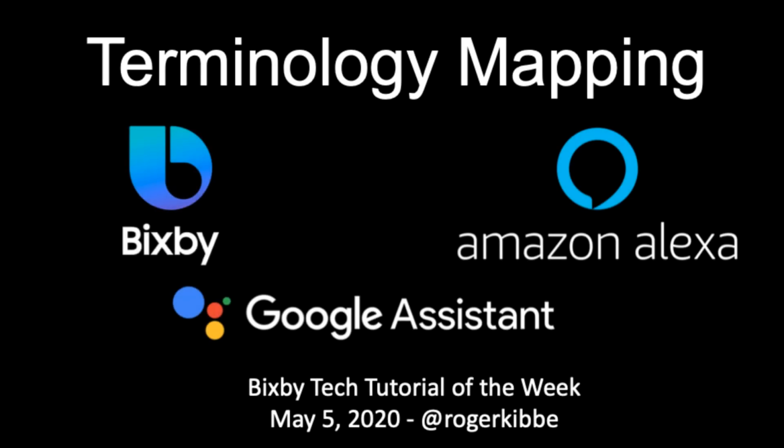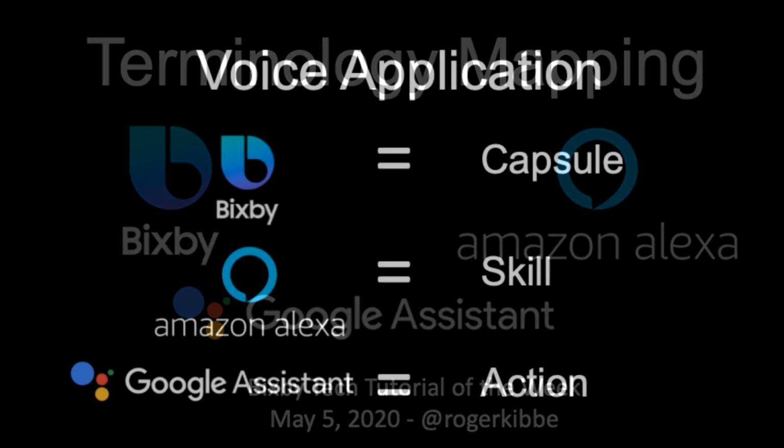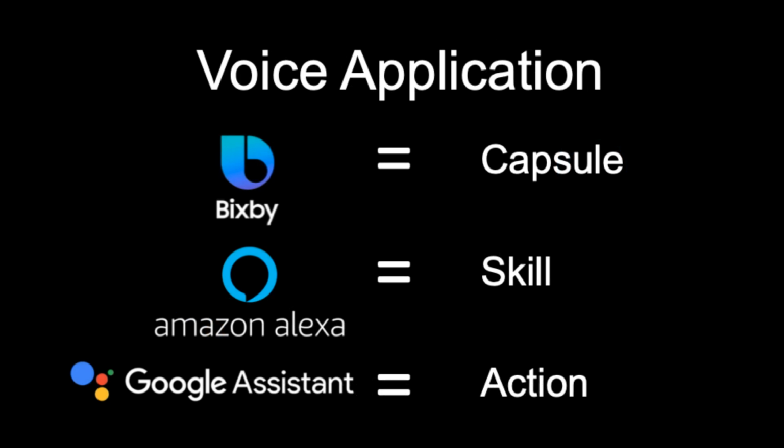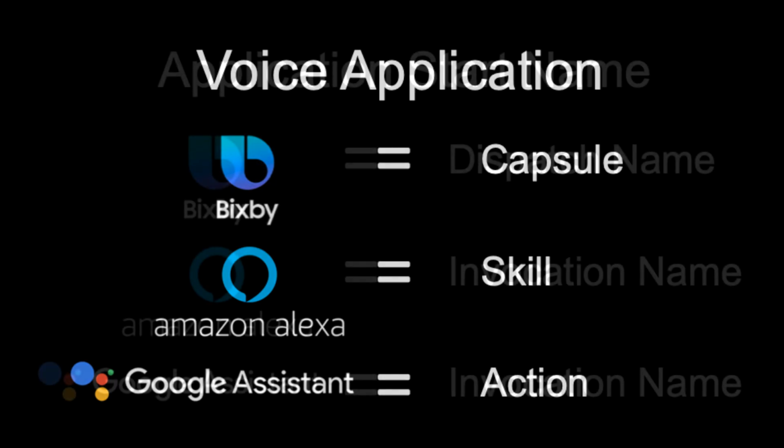If you started developing on one voice platform and then move over to developing on another voice platform, one of your challenges may be that the terminology used by the platforms is different. Let's take a look at the mapping of that terminology. A voice application. In Bixby, this is called a capsule. Alexa calls it a skill. Google Assistant calls it an action.